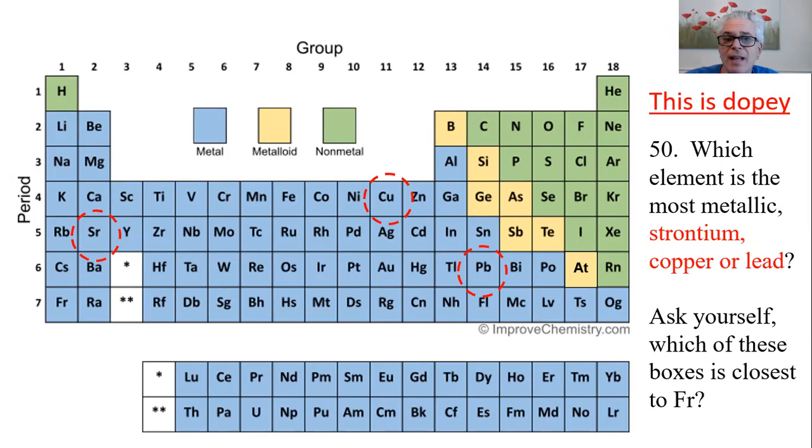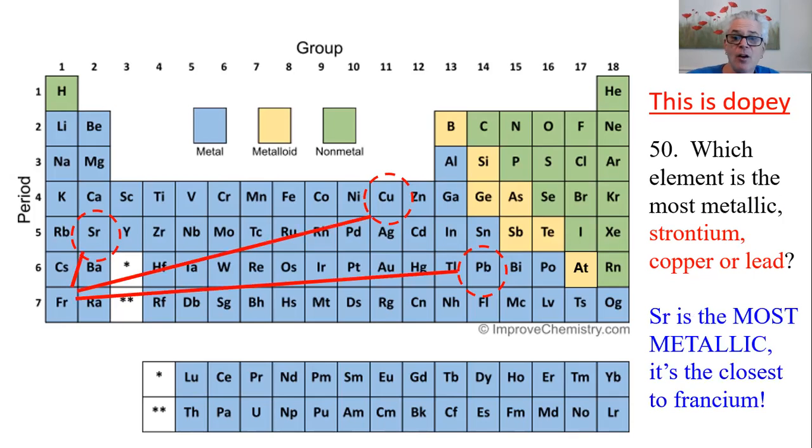Which element is the most metallic of these? Strontium, which is over on the left, copper in the middle, or lead? Now, how do we figure this answer out? Which of these three boxes, strontium, copper, or lead, is physically closest on the table, using a ruler in inches, to francium? Well, strontium is clearly much closer to francium than the others. This general trend: which metal is the most metallic? Strontium is the most metallic because it's closest to francium.